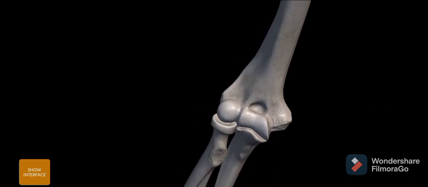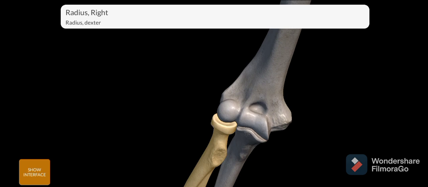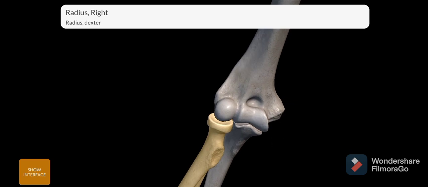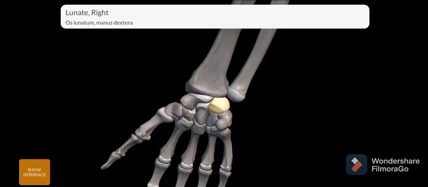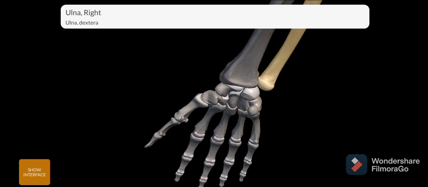Here is the articular surface of the radius for the capitulum of the humerus, and this is the articular surface for the ulnar notch. Distally, the radius bone articulates with the lunate and scaphoid bones and the ulnar notch of the ulna. Like the other long bones, the radius bone is also divided into three main parts.